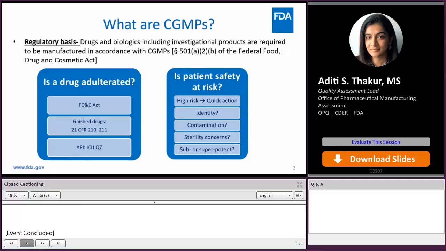Applications for marketing approval may be denied if the CGMPs are not followed. Drug products must be manufactured in compliance with 21 CFR Parts 210 and 211, the current good manufacturing practices for finished pharmaceuticals. APIs are also subject to section 501. However, no GMP regulation exists for API manufacturing. Therefore, internationally harmonized guidance is available: ICH Q7.